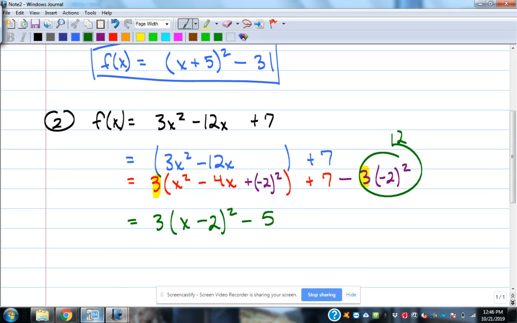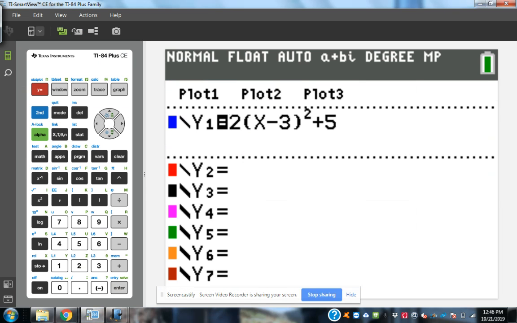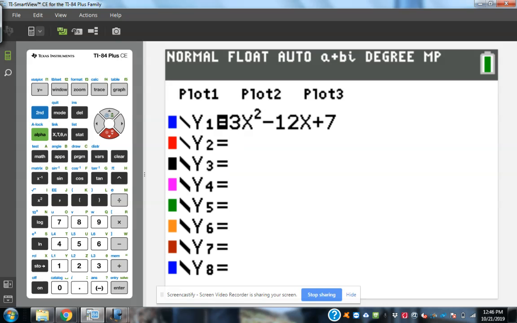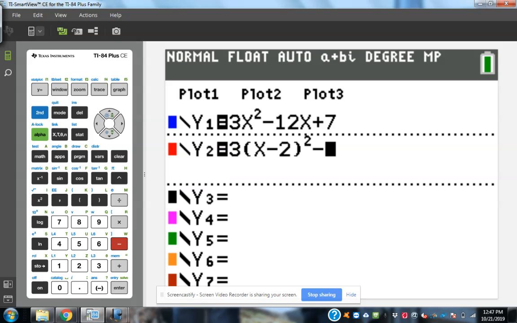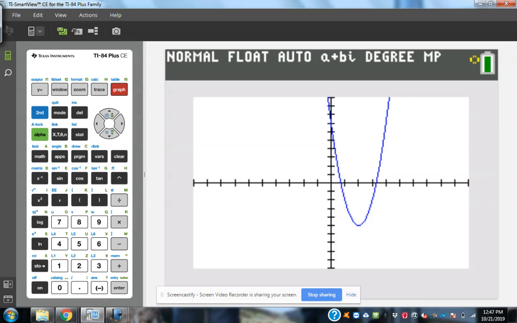If I were to take my calculator, just to prove that these are the same, on the y1, I'm going to type in 3x squared minus 12x plus 7. And then on y2, I'm going to type in that vertex form, 3 parentheses x minus 2 squared minus 5. And I hit graph. There's the first one. The second one landed right on top of it. There's no way that that's a coincidence. Okay. That's how you can check to make sure your vertex form and your original form are the same.